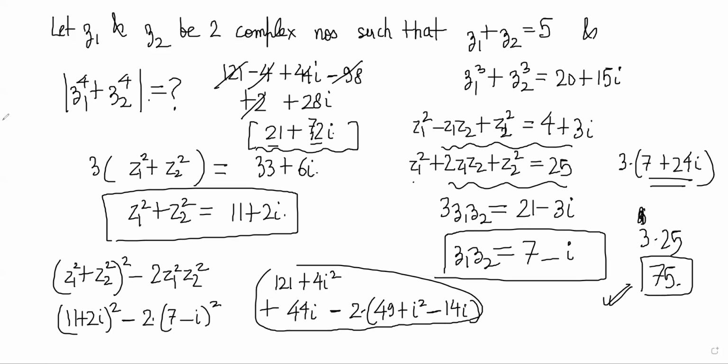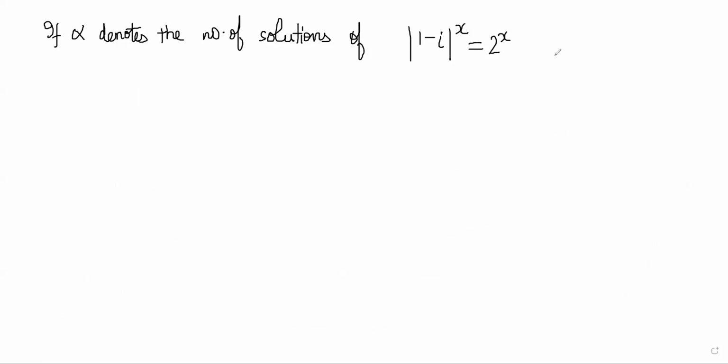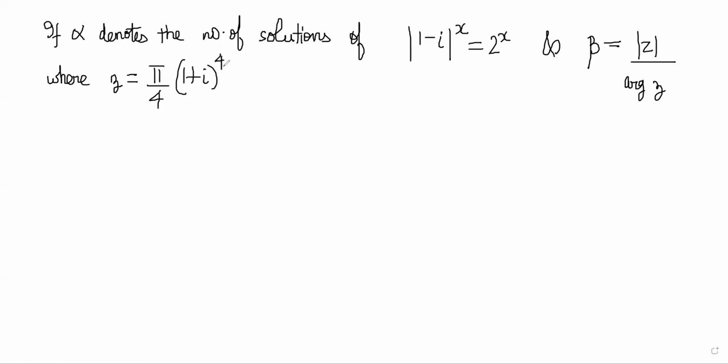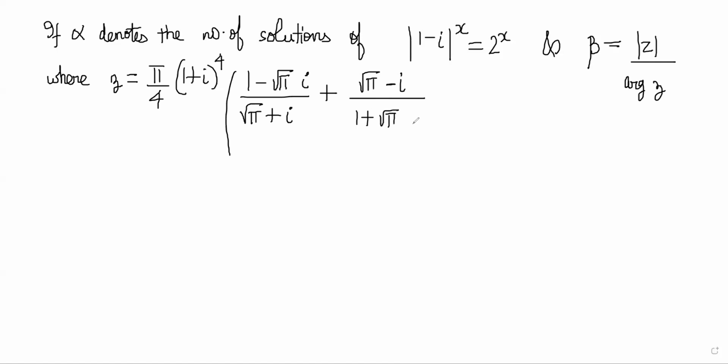Next one is this one. If alpha denotes the number of solutions of mod of 1 minus I power x equals 2 power x, and beta is equal to mod of z by argument of z, where z is pi by 4, 1 plus I power 4, 1 minus root pi I by root pi plus I plus root pi minus I by 1 plus root pi I.